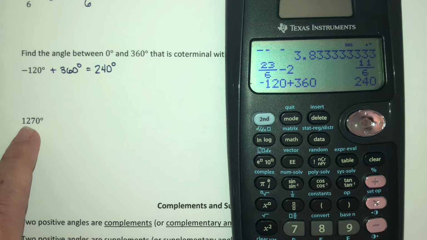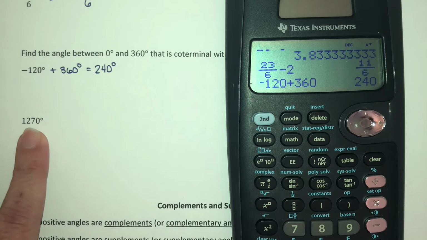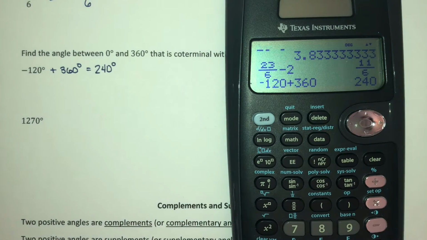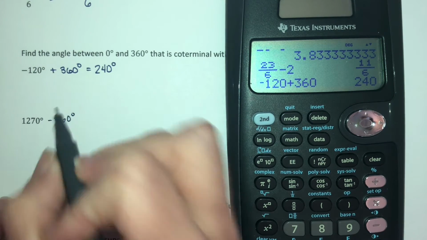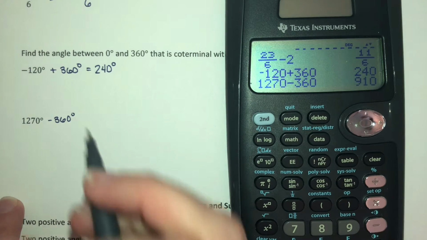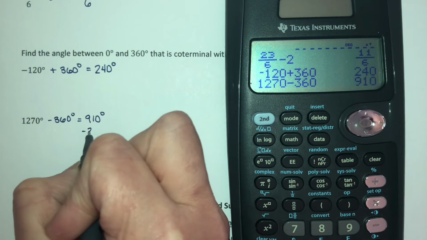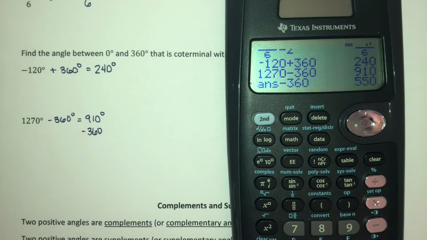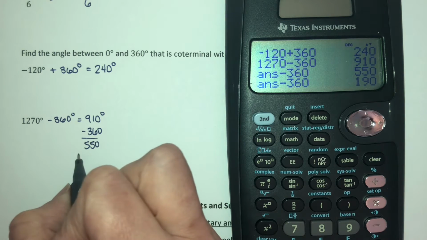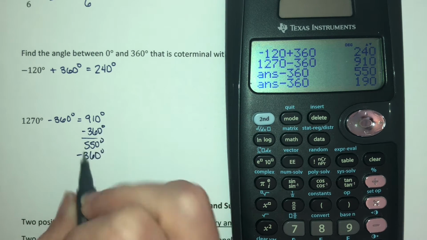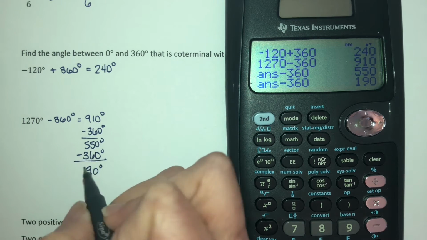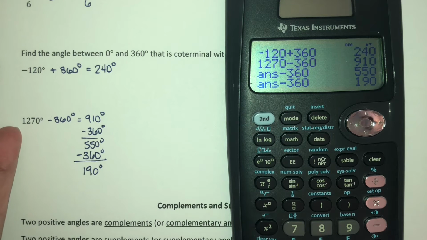Okay, now let's do 1,270 degrees. This is quite big, and there's a good chance we're going to need to subtract more than once. This is a lot bigger than 360, so we are subtracting. So let's subtract 360 degrees. And we get 910, which is still too big. So let's subtract 360 again, which gives me 550, which is still too big. So let's subtract 360 again, and this gives us 190 degrees. So 1,270 degrees is coterminal with 190 degrees.